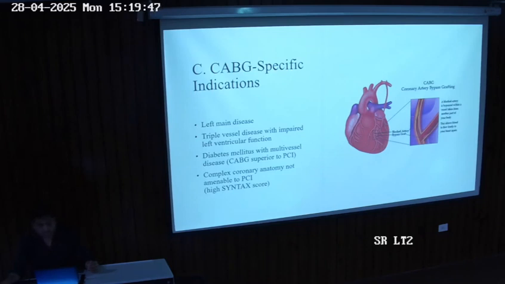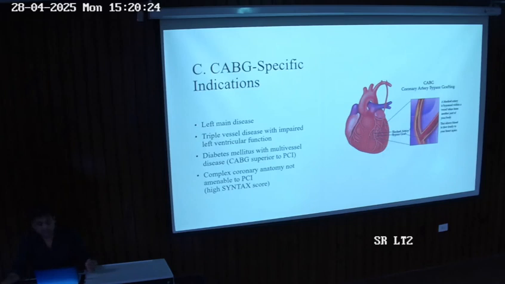Left main disease, meaning left main coronary artery disease, or involvement of the left main coronary artery along with heart failure, left ventricular dysfunction, and a 100% block of the LAD. These are some indications for CABG. The second one is triple vessel disease with impaired left ventricular function, meaning all 3 coronary arteries are involved. In that condition, CABG is preferred over PCI.